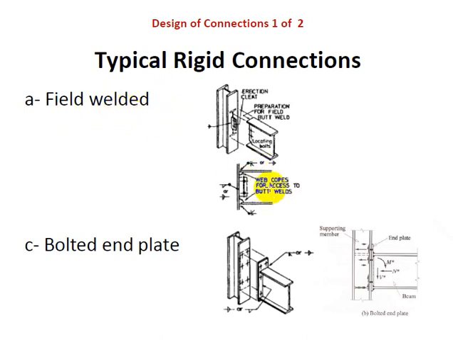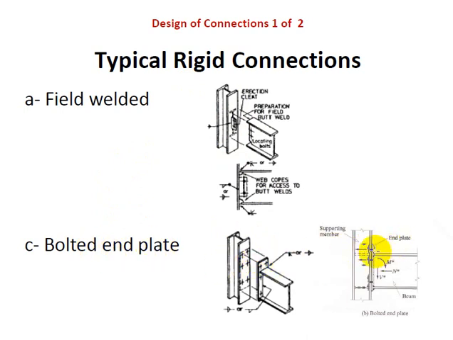So one type of typical rigid connection is the fillet welded. We're going to weld all around here. So all of this is welded. You can see this going here and it's going to be bolted here, and then all of this is going to be welded. And this is another fixed connection, bolted end plate. And you can see the difference here.